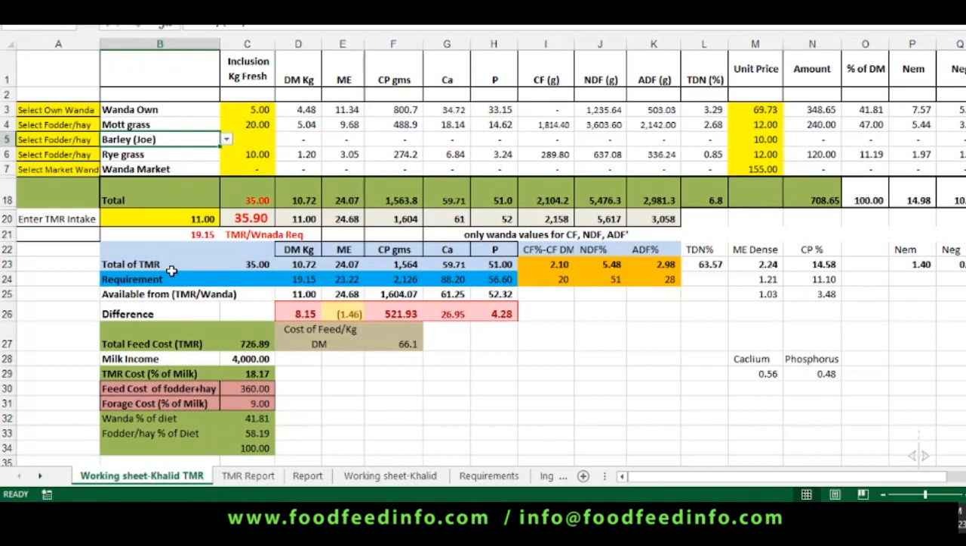In other words, if the production is less, then you can reserve 60% roughages and 40% from the concentrate. So that depends on your animal production. So here is the rundown.